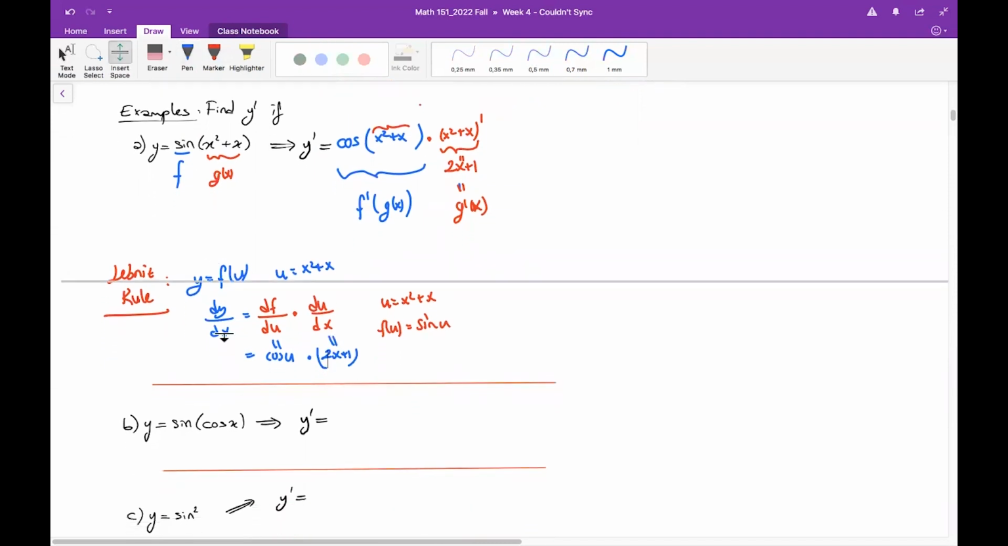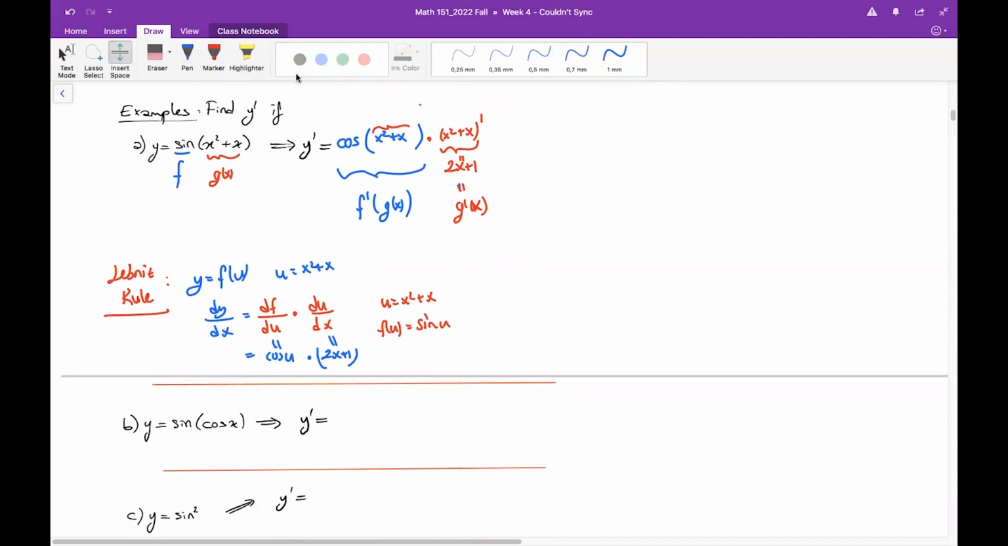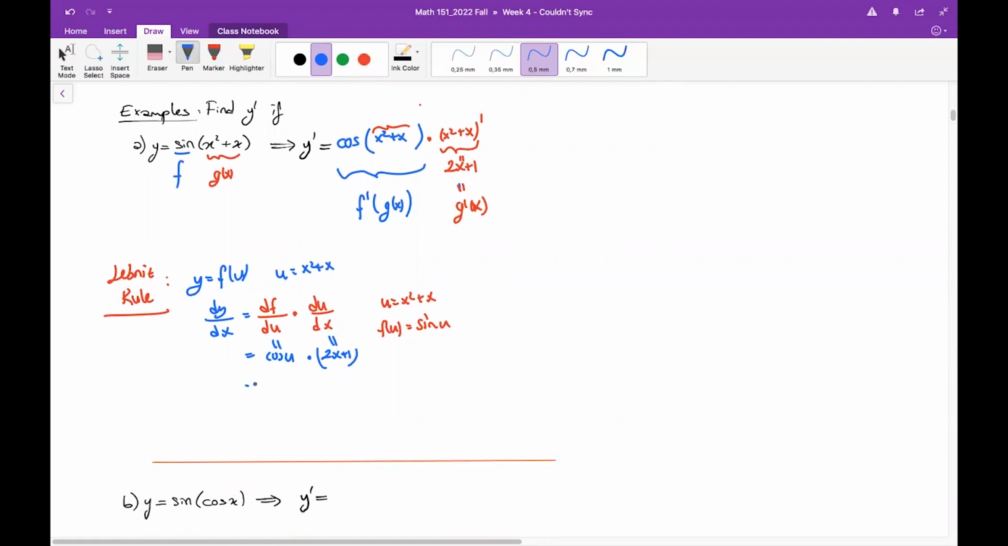And then if you want to give the result depending only on x, you can insert this expression for u here. So cosine of x squared plus x, this part is u, times 2x plus 1. You see, you find the same thing that we found here. Either you use the Leibniz rule or the normal notation, you apply the chain rule like this.